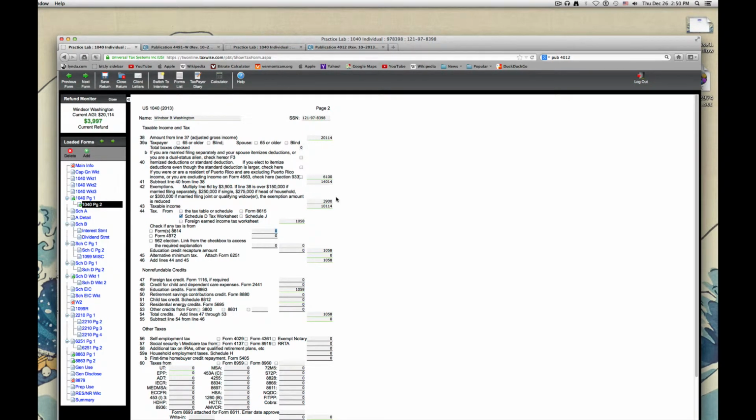So again, any other tax questions that you may have about this practice problem, just refer to your site coordinator and they should be able to go more in depth on the topic of interest.